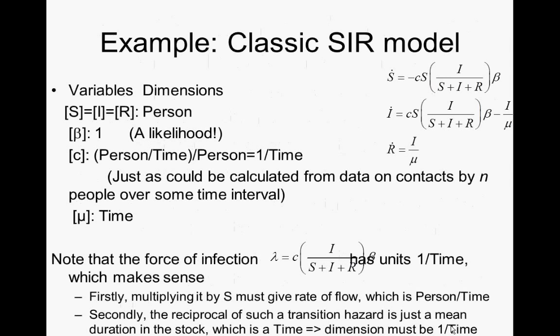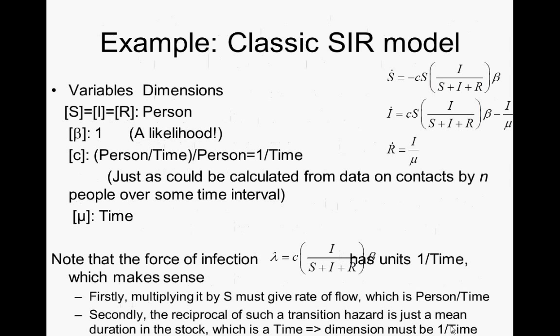And this could be calculated from data on contacts of n people over some time interval, for example. And mu here will be time, the time to recover. And that's a consistent labeling of the different dimensions associated with this. Now, if we have a force of infection, you'll notice that this all makes sense.